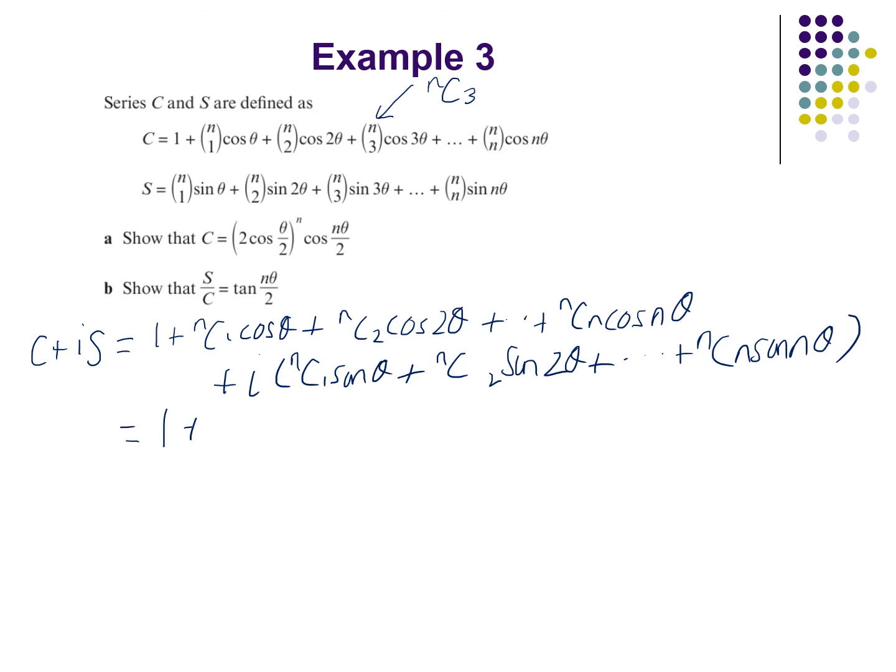Okay, now as we did before, I'm going to group the cos plus i sine bits together. I've got my 1 at the beginning, so I'll just leave that there. I've got here n choose 1 times cos theta plus i sine theta, so I'm going to write that as e to the i theta. I've got n choose 2 times cos 2 theta plus i sine 2 theta, so that's e to the 2i theta. And I'm going to do that all the way up to my n choose n. I've got cos n theta plus i sine n theta, that's e to the i n theta.